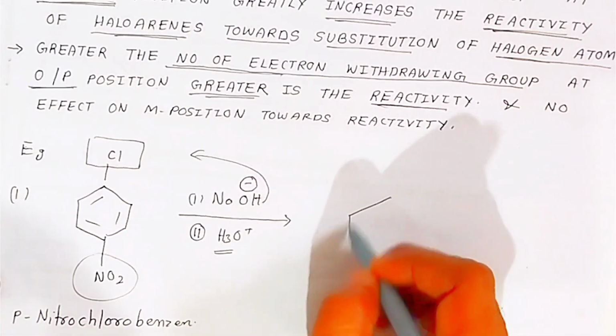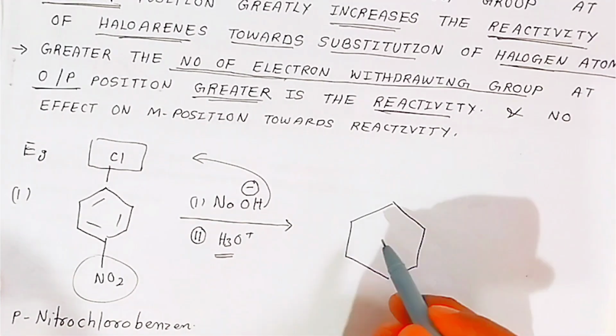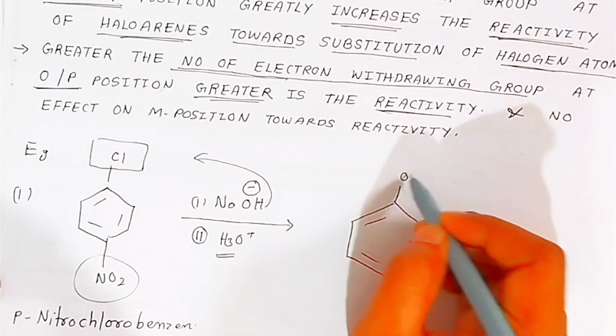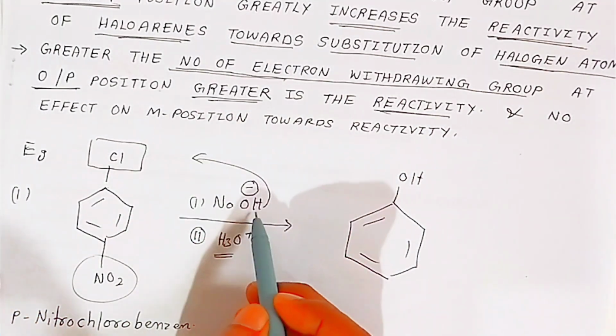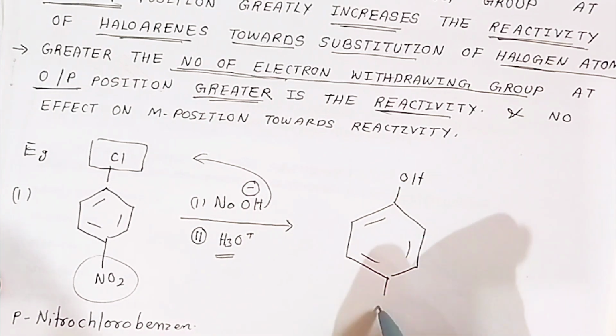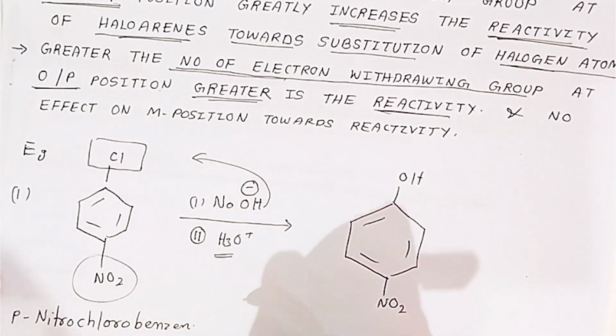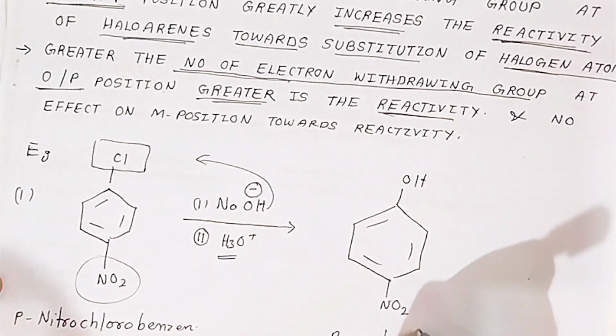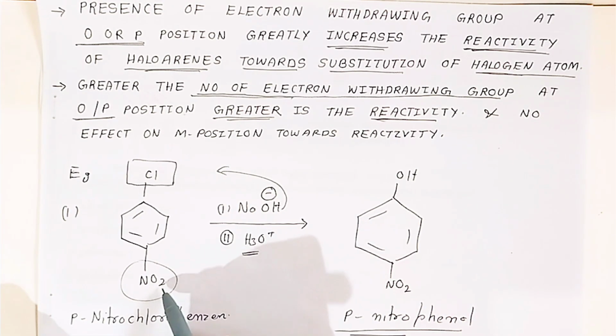So you are getting the substituted product. Here the chlorine is substituted by OH minus, and the nitro group will be as it is. So this way, students, you have got the product as para-nitrophenol. Only one electron withdrawing group, that is NO2, is there, so there is a formation of para-nitrophenol.